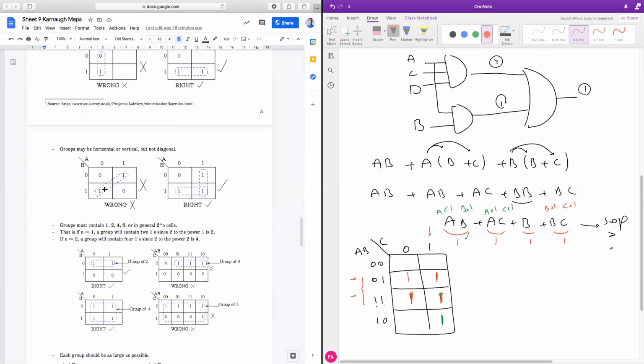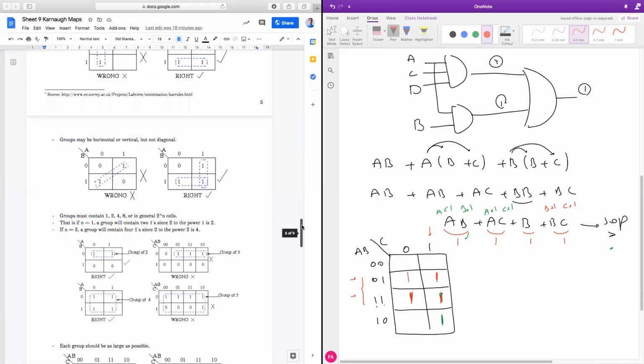Can I group them in a diagonal way? No. You've got to only group horizontally and vertically. So these two can be grouped. These two can be grouped, but these diagonal ones are not acceptable. We cannot use that. This is the second rule.